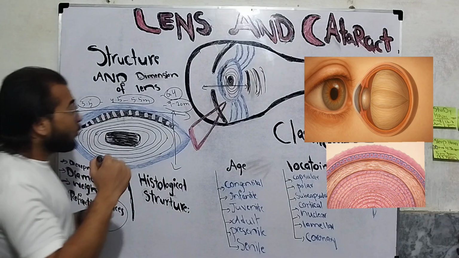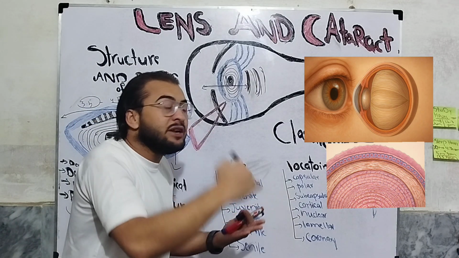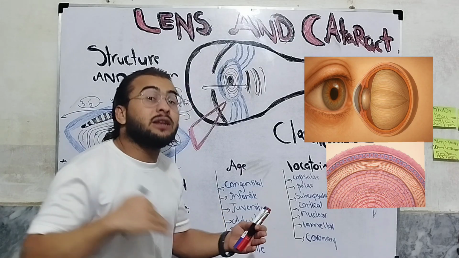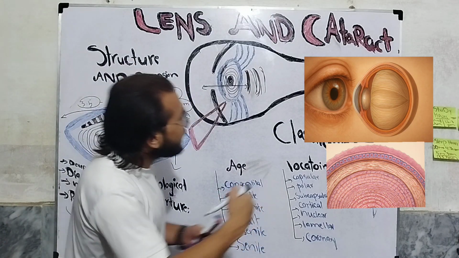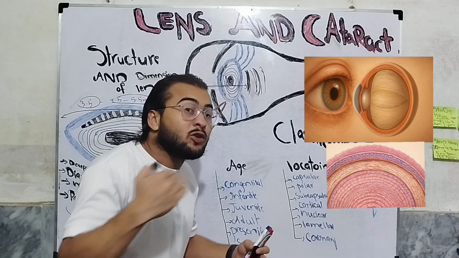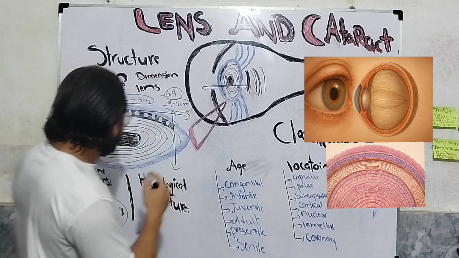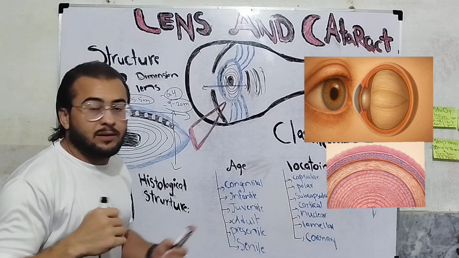Refractive index is, what is refractive index? Refractive index is the power of a medium which refracts the light when a light passes through it, okay. When a light passes through a medium and it deviates the light, changes the path of the light. This is called refractive index. So the refractive index of the lens is variable.